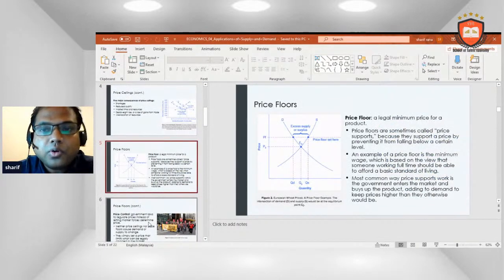Price floor. A price floor is a legal minimum price for a product. Price floors are sometimes called price supports because they support a price by preventing it from falling below a certain level. An example of a price floor is the minimum wage, which is based on the view that someone working full time should be able to afford a basic standard of living. The most common way price support works is that the government enters the market and buys up the product, adding to demand to keep the price higher than it otherwise would be.